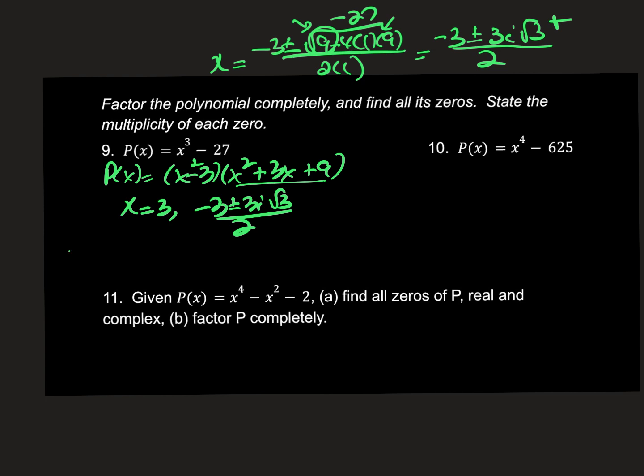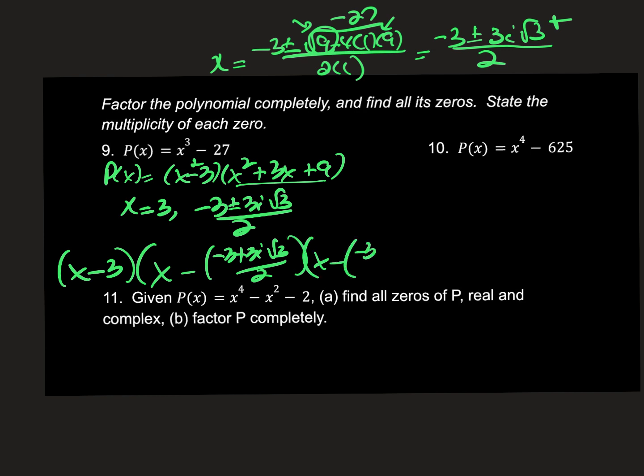To factor completely then, it's going to look weird. You have to do x minus 3. You would do x minus negative 3 plus 3i on 3 over 2. And you'd also do x minus negative 3 minus 3i on 3 over 2. That's what the factored form looks like.